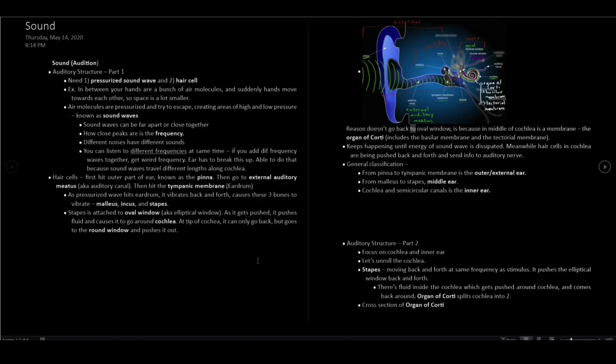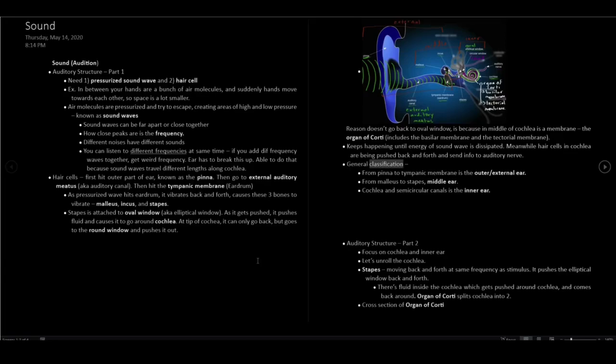The reason the fluid doesn't go back to the oval window is because in the middle of the cochlea is a membrane. The organ of Corti includes the basilar membrane and the tectorial membrane. This keeps happening until the energy of the sound wave is dissipated. Meanwhile, hair cells in the cochlea are being pushed back and forth and send info to the auditory nerve.